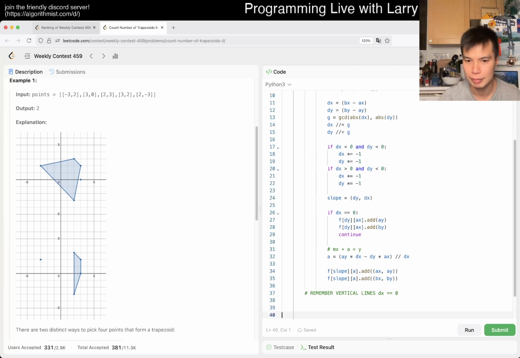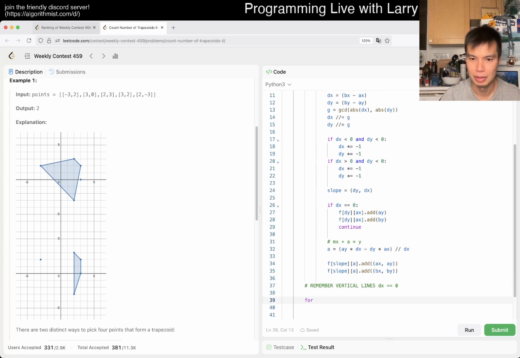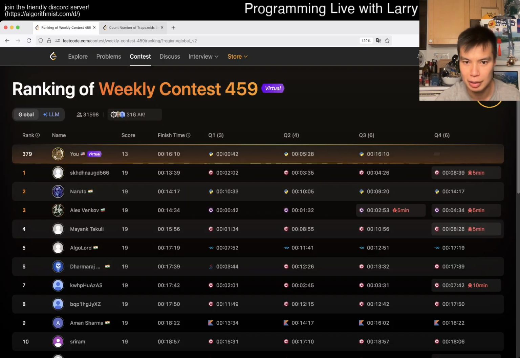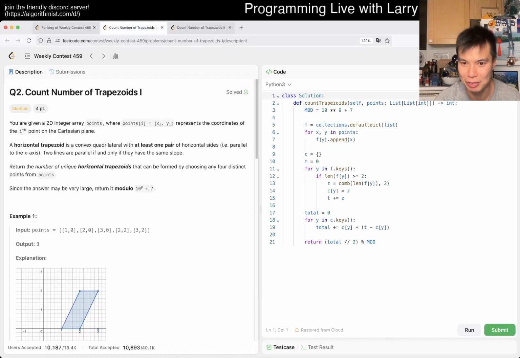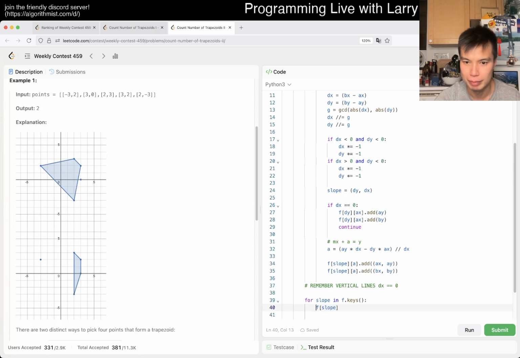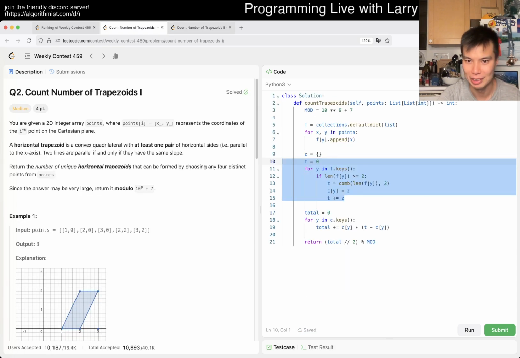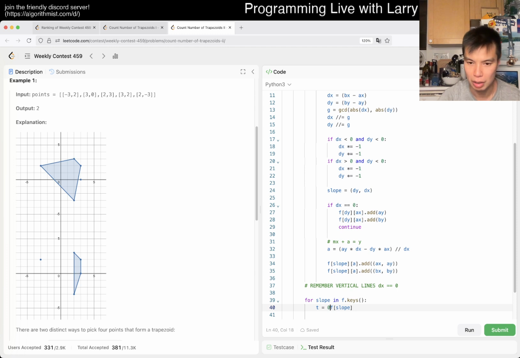Okay, and now for s slope in f dot keys, we don't actually care about it, right? So we just do f dot slope or f sub slope. I'm gonna say for each of these, so we did the same thing. I mean we kind of did most of the logic, and I could reprove the logic, but honestly I just want to double check. We just want this part. I have too many things in my head already. So we have t is equal to 0, and then we get the total.